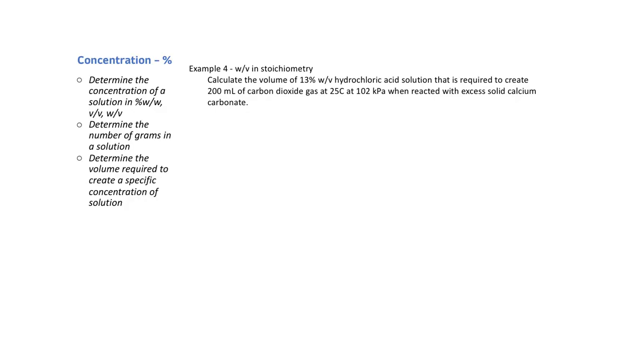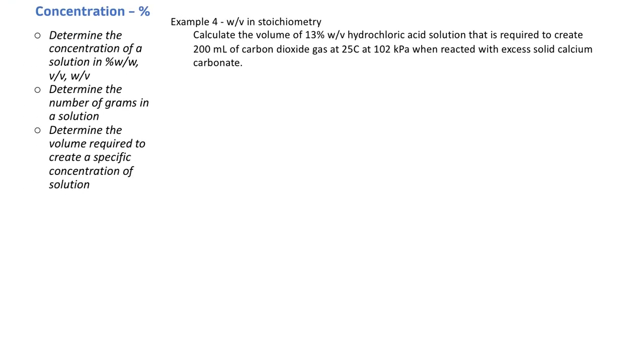Right, another one, weight for volume here. Calculate the volume of 13% weight for volume hydrochloric acid that is required to create 200 mils of carbon dioxide at 25 degrees Celsius and 102 kilopascals when reacted with excess solid calcium carbonate. So the reaction for this one is HCl plus calcium carbonate goes to H2O plus CaCl2 plus CO2. Now you need two of those. All right, and that's a balanced equation.